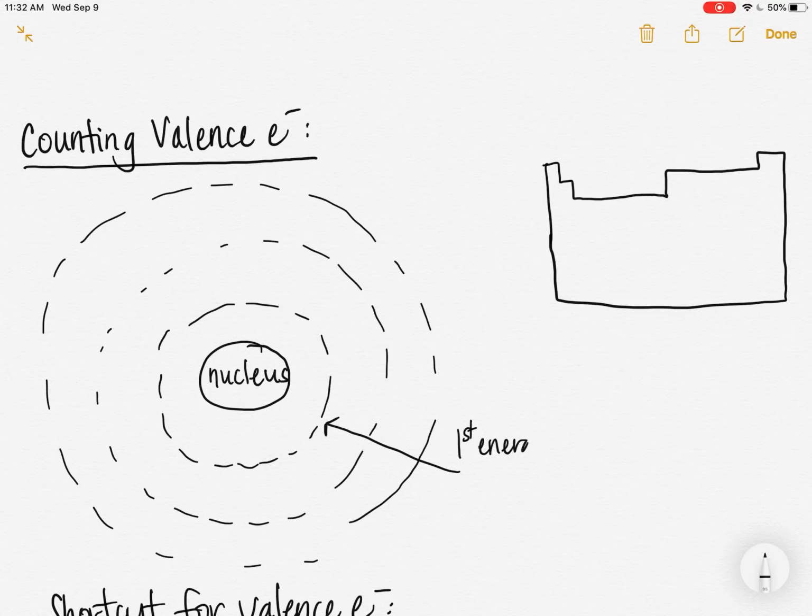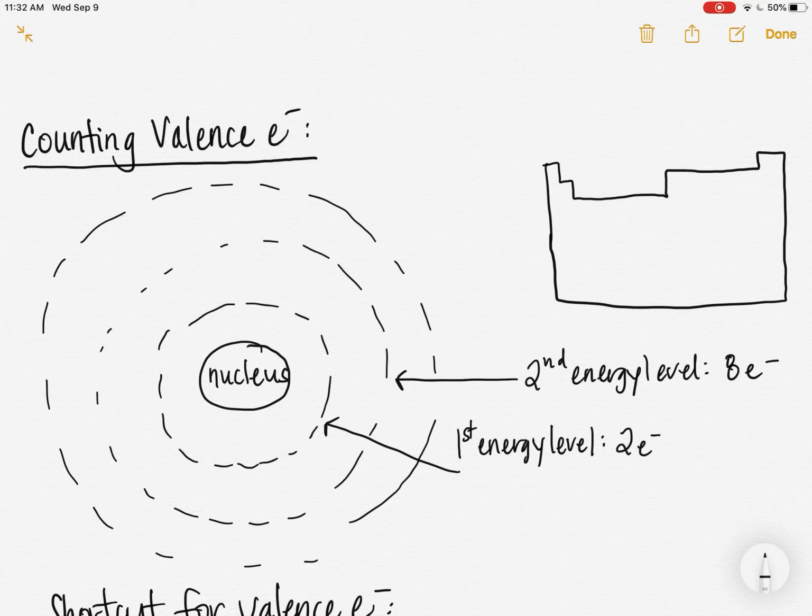So let's go ahead and label these. This is the first energy level, and it can hold a maximum of 2 electrons. As we start talking about this, you may start to remember this information. The second energy level has a maximum of 8 electrons. And then we have the third energy level. Depending on who your teacher was, they may have taught 8 or 18, and there's a reason for that. We will come back and talk about that in a little bit.